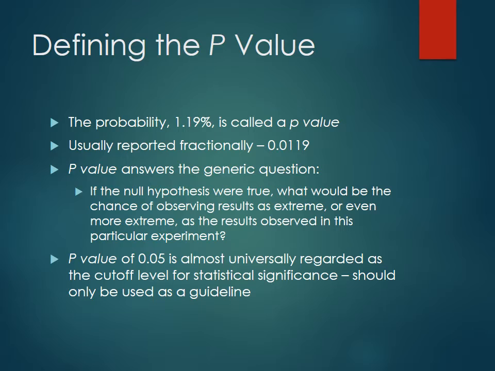And so essentially what we're saying is that the p-value answers kind of a generic question. It says, if the null hypothesis were true, being that the distribution should be 50-50, what is the chance that we should observe a result as extreme as this or more extreme in this particular experiment, right? And so if I were to run this experiment, the chance of just getting a result that's this extreme is 1.19%. So again, fairly unlikely.